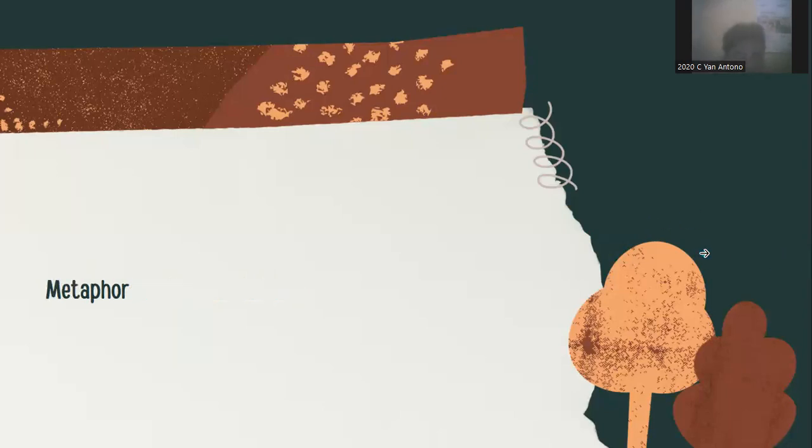The next one is metaphor. A metaphor is a type of non-literal language in which one thing is described in terms of another seemingly unrelated thing. Metaphors can be used to convey complex or abstract ideas in a more concrete or accessible way.